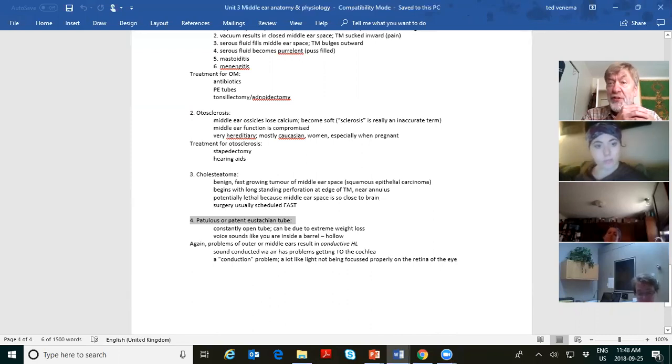Remember we said the eustachian tube is like a bank, closed unless forced open, like government offices? Well, patulous or patent eustachian tubes is the other way. The eustachian tube doesn't close. And when the eustachian tube doesn't close, it's because there's not enough fat lining the eustachian tube to keep it closed.